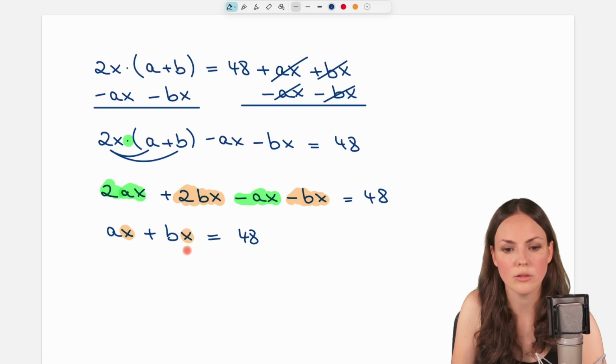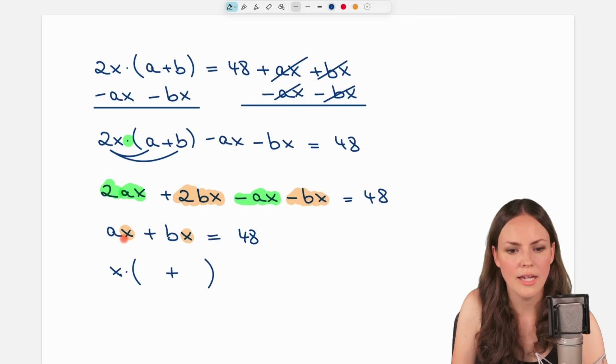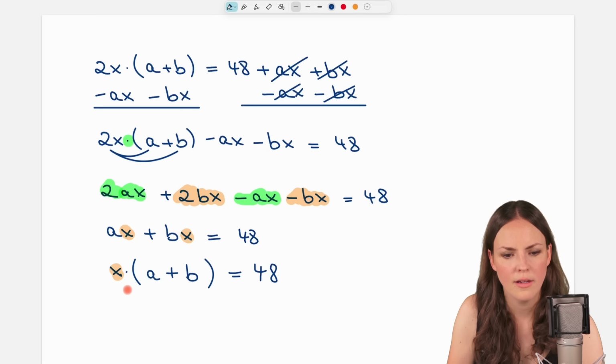Okay, now we have an x in here and x in here. We can factor out an x. So let's do this. We have x that we want to take out. So what is left in the parentheses then? We have the plus here in between. And here, if we factor out this x, only a is left. And here, if we factor out the x, only b is left. And on the other side, we have the 48. Okay, this is all we can do here, but does this here look familiar to you?